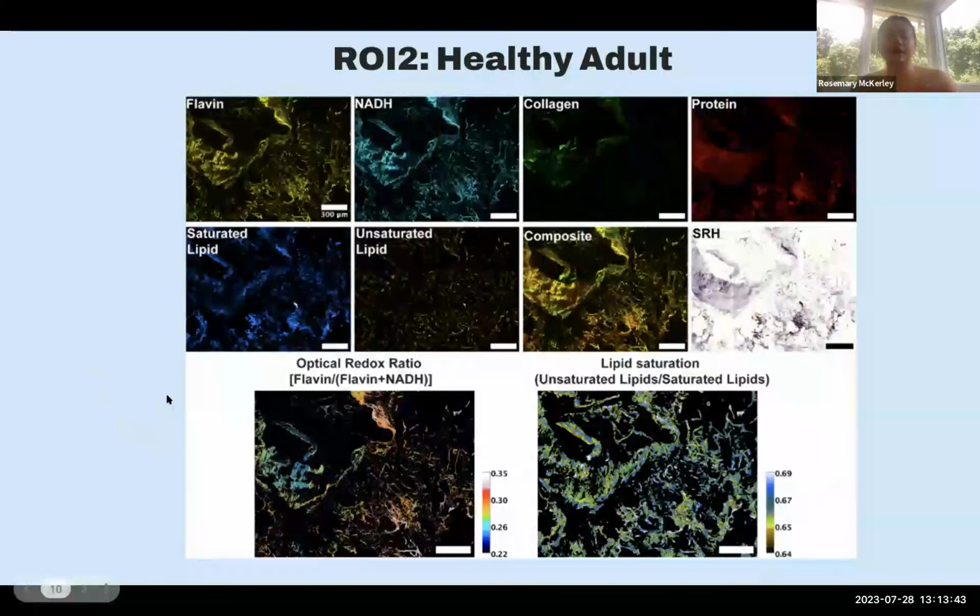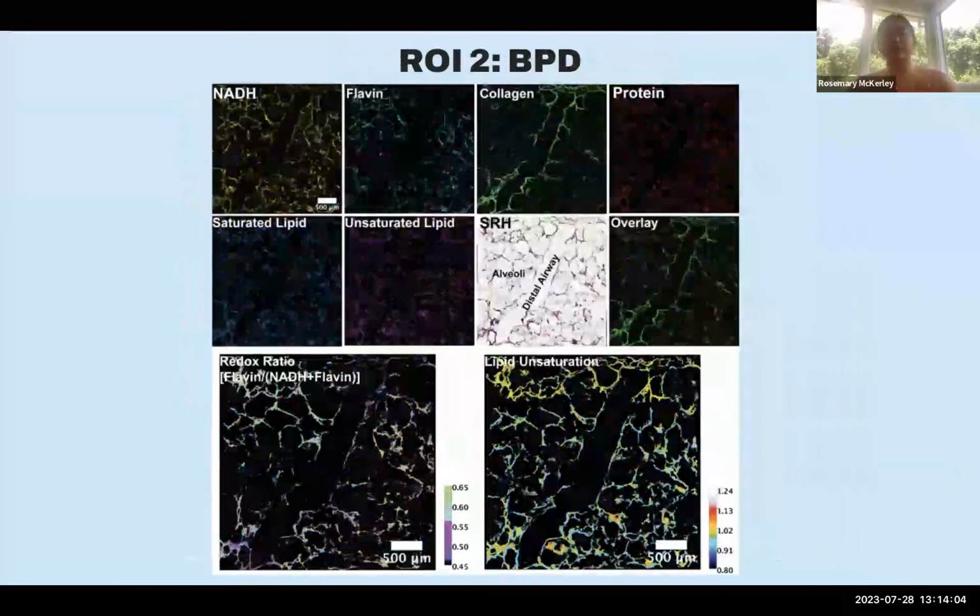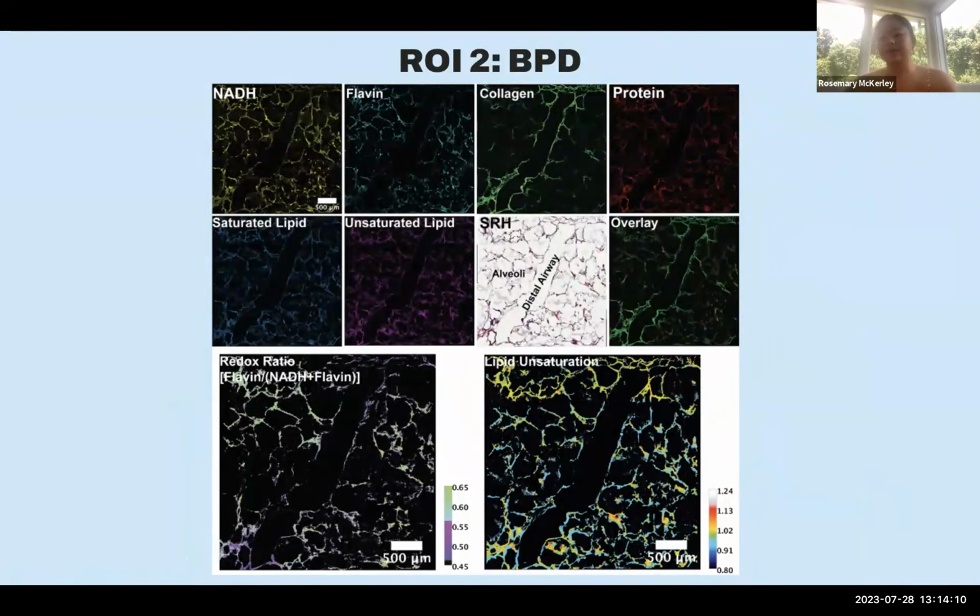So this is the second region of interest, and we see pretty much the same exact pattern. Our numbers did not change much based on the region, or the ranges didn't change much based on the region, so that was interesting. But again, we see much lower values for lipid saturation and optical redox ratio here than we do in this, which is the second region of interest for the BPD sample. Again, the numbers are roughly the same, and that was something that we weren't necessarily expecting, so that was interesting to see.